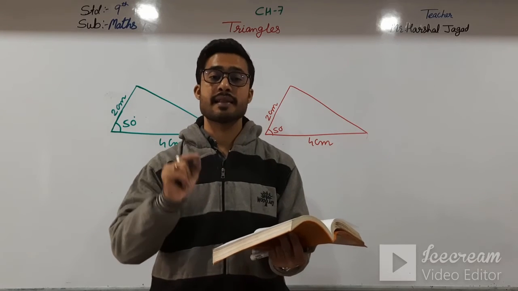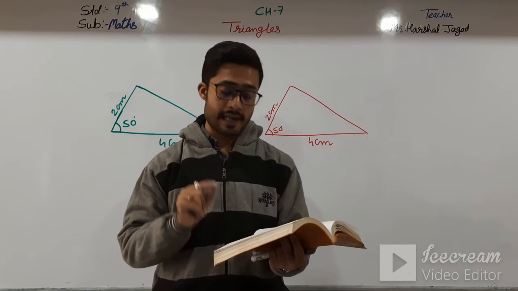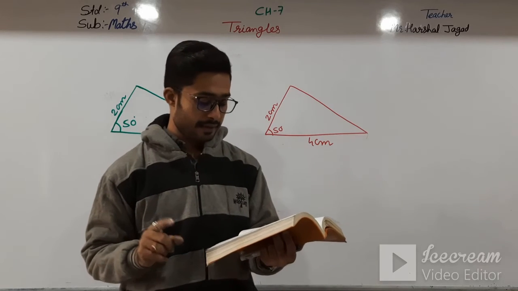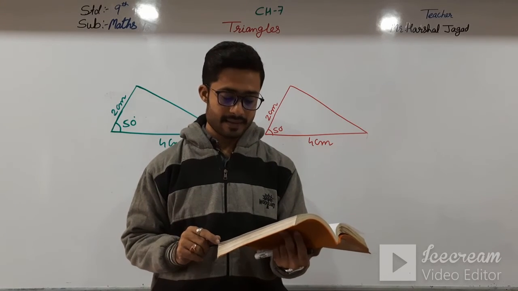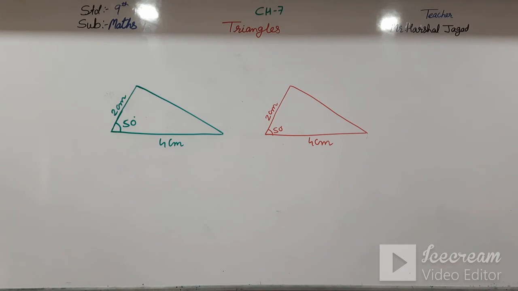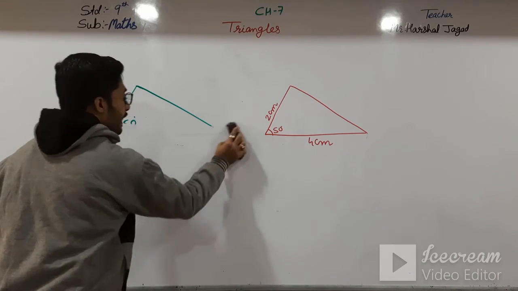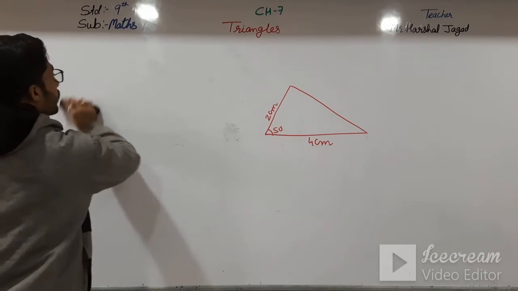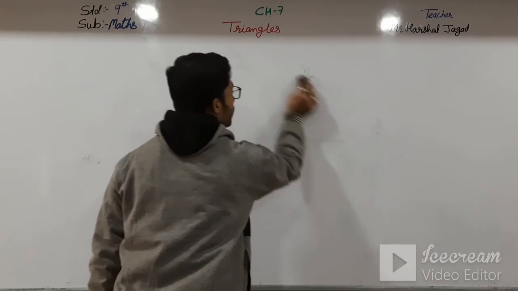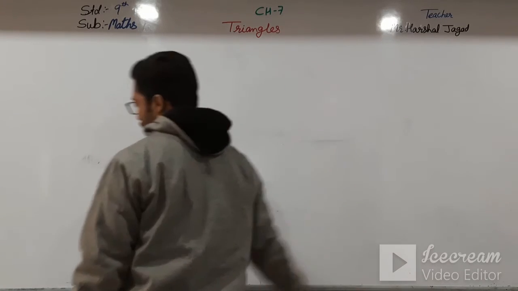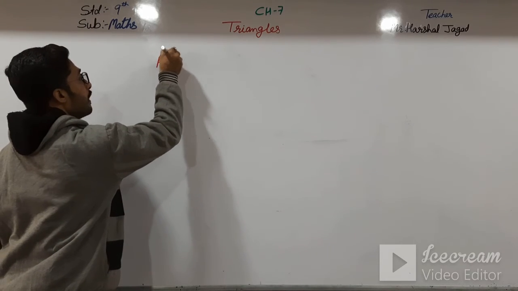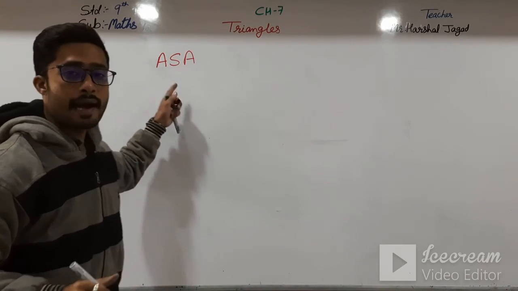ASA means angle side angle. Angle side angle congruence rule. In that, two triangles are congruent if two angles and the included side of one triangle are equal to two angles and the included side of the other triangle. Here they are just telling that according to the ASA rule, if the two triangles are same, ASA means angle side angle.